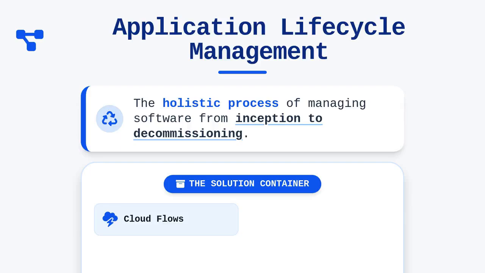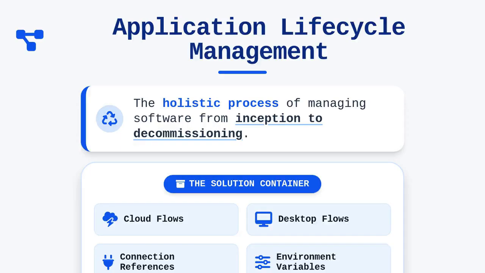When we build flows, we are not merely writing scripts. We are architecting software that must eventually exist in testing and production environments. By encapsulating our cloud flows, desktop flows, connection references, and environment variables into a single package, we ensure that the deployment process remains repeatable and predictable. Failing to utilize these containers effectively often leads to fragmented configurations that are impossible to maintain at scale. Therefore, thinking in terms of transportability from your very first development day is essentially a prerequisite for professional RPA maturity.